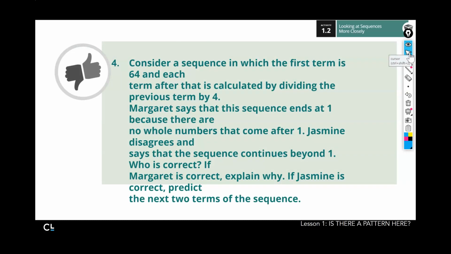Number 4, consider a sequence in which the first term is 64, and the term after that is calculated by dividing the previous term by 4. Margaret says that this sequence ends at 1 because there are no whole numbers that come after 1. Jasmine disagrees and says that the sequence continues beyond 1. Who's correct? If Margaret is correct, explain why. If Jasmine is correct, predict the next 2 terms of the sequence.